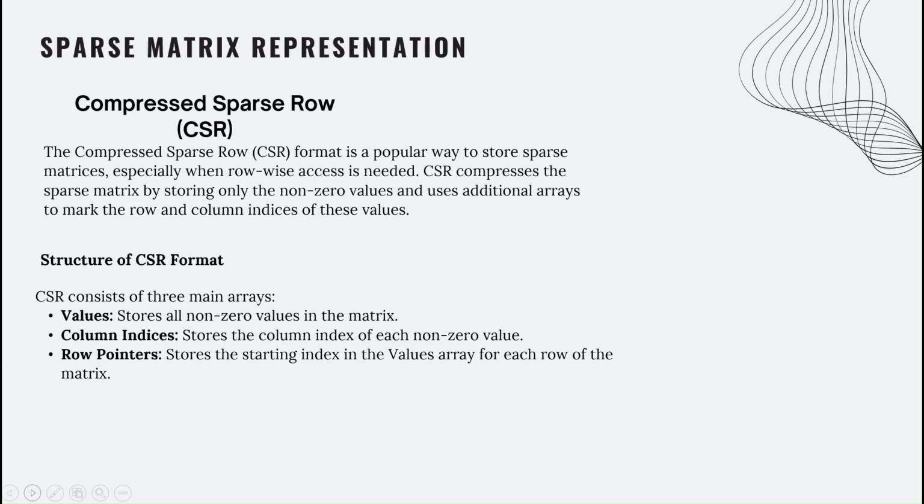Now let us know about compressed sparse row, which is also a type of representation of sparse matrices. A compressed sparse row format is a popular way to store sparse matrices, especially when row-wise access is needed. Compressed sparse row compresses the sparse matrix by storing only the non-zero values and uses additional arrays to mark the row, column indices of these values. Let us get to know the structure of CSR format. So first we have the values, where we have to store the non-zero elements in the matrix. Column indices. The column indices store the column index of each non-zero value and the row pointers. I will tell you about the row pointers more when we get into the example.